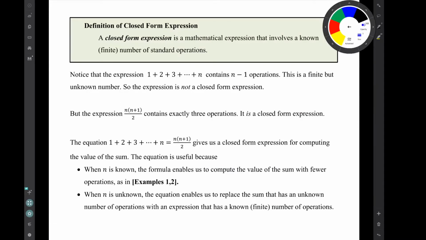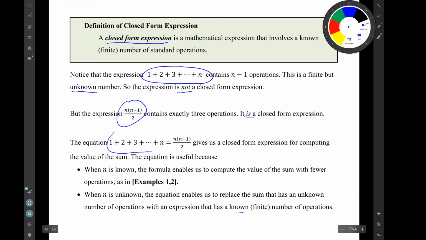Now I want to talk about what are called closed form expressions. A closed form expression is a mathematical expression that involves a known finite number of standard operations. Notice that this expression contains n minus 1 operations. That is a finite but unknown number. So that expression is not a closed form expression. But this expression contains exactly 3 operations. So it is a closed form expression.